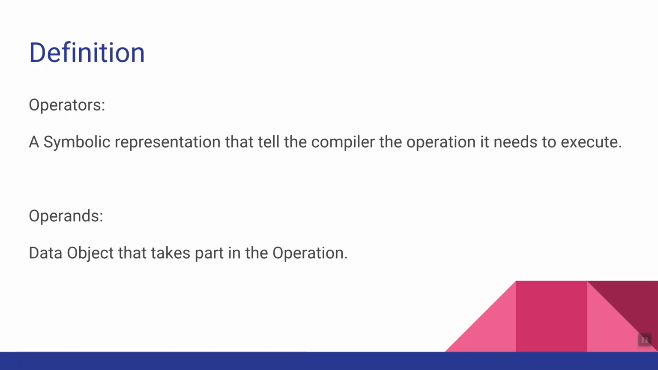For example, if you're going to write a statement like C is equal to A plus B, here plus is a symbolic representation which tells the compiler that it needs to add these two values. So it is an operator, whereas A and B are the variables that are participating in that particular operation, and they are known as operands.